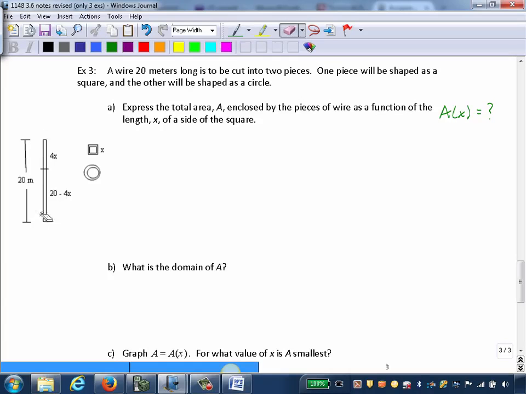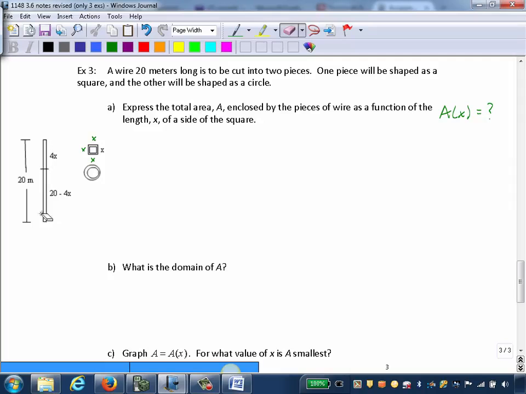Here's a picture of what we're talking about here. So here's this wire that's 20 meters long. They're going to make a cut right here into two pieces. They're going to take the first piece and make it into a square with side x. So if you have your square and it has a side of x, we know all the sides are the same in a square. So that's 4 x's altogether. So the length of this piece is going to be 4x.